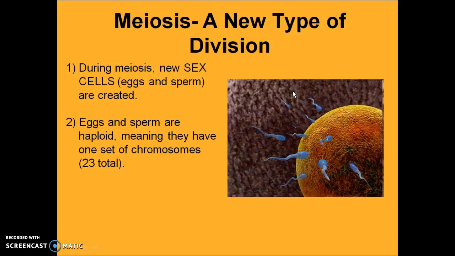The next type of cell division that we're going to discuss is called meiosis. And during meiosis, we're creating these new sex cells, eggs and sperm, for the purpose of sexual reproduction. This image right here shows tiny little sperm trying to fertilize a single egg, and the egg is always much, much larger than the sperm.